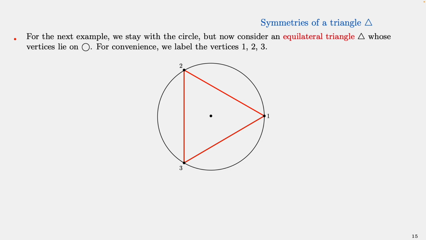Now we come to our next example, which in a way is similar to the previous one because it's derived from that. Here we look at the symmetries of an equilateral triangle whose vertices lie on the circle that we just studied before. So we have this situation, we have our circle again, here the center, and then we have 3 points on the circle that are arranged in such a way that they form an equilateral triangle. And for convenience, we just label the vertices 1, 2, and 3.